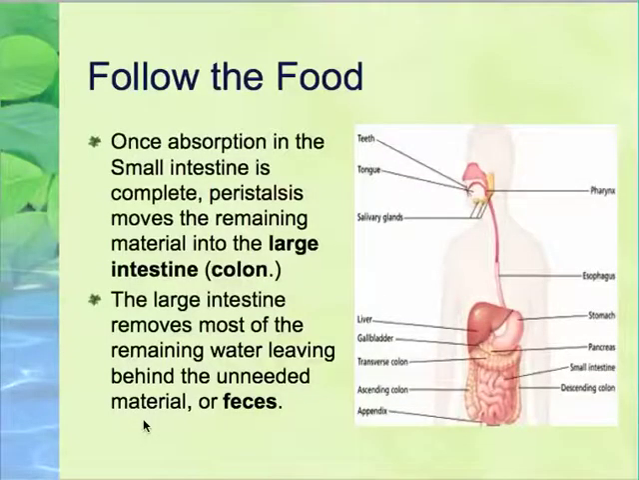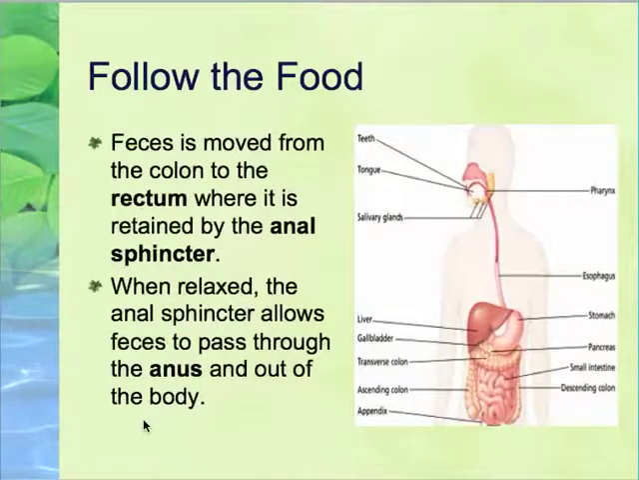Now, the large intestine removes the water, and the waste that is not absorbed becomes more solid, more dense as it goes through the colon, and ultimately is formed into feces. Now, the feces is held at the very end of the colon in a structure called the rectum. So the rectum is sort of a holding tank for that solid waste. The rectum is terminated by a round muscle called the anal sphincter.